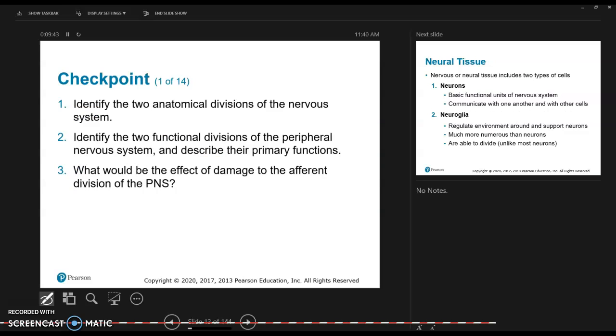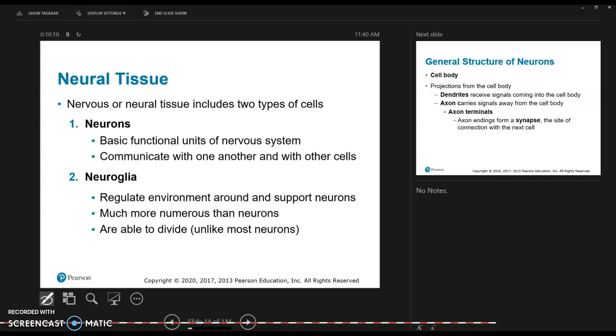Okay, two anatomical divisions of the nervous system are the CNS and the PNS. Number 2, identify the two functional divisions of the peripheral nervous system. Afferent is sensory and efferent is motor. And then what would be the effect of damage to the afferent division of the peripheral nervous system? That we wouldn't be able to detect sensory information. So you can't make a decision on what to do. It would be like, for example, somebody who can't feel pain, or who can't see, or who can't hear.